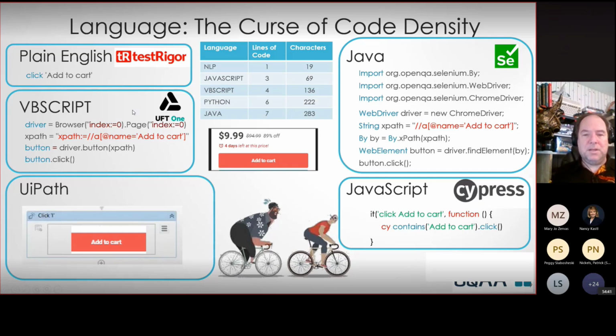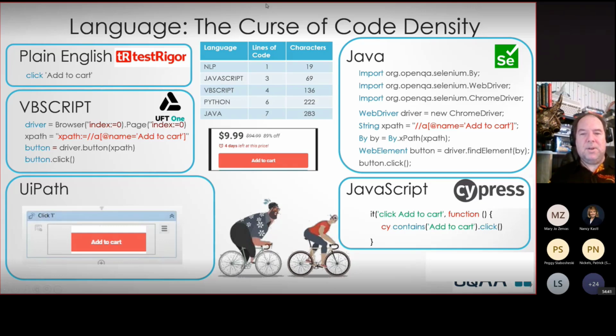So you can write tests faster, and it is an easier language, but it's also not the most popular one that's out there. If we get down to JavaScript, we could do it in 3 lines with Cypress, just cy.contains add to cart and click on it, which is pretty cool. And then if you do it in a natural language processing tool like TestRigor, you could just say click add to cart.